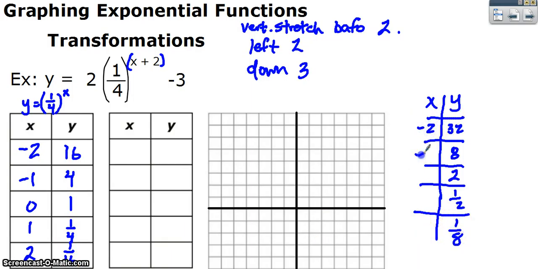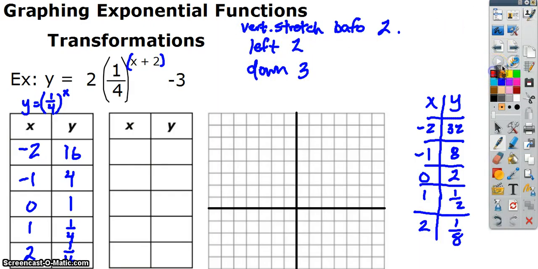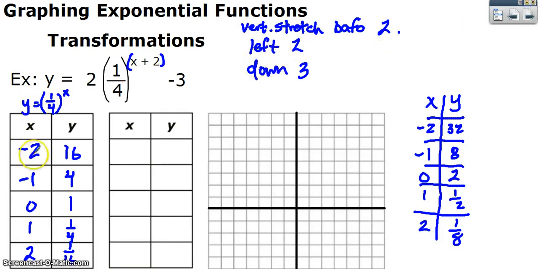All right, so I have the same x values here. Left 2 is going to subtract 2 from all of the x's. So imagine being at -2, left 2 would put it at -4. So -4, -3, -2, -1, and 0. And then down 3 is going to subtract 3 from all of the y values. Imagine being at 2, down 3: 1, 2, 3, we're now at -1.